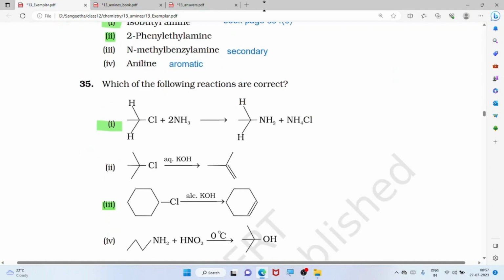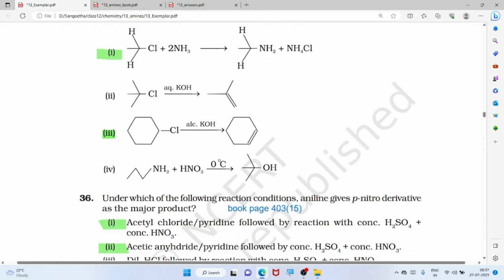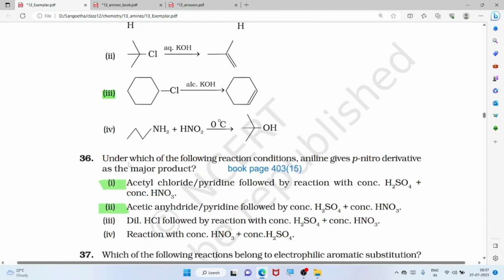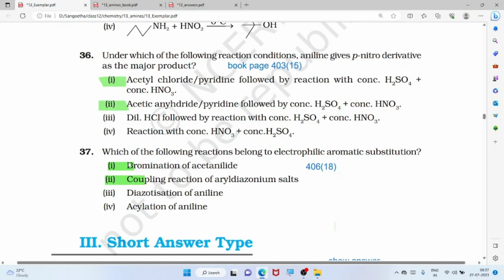Which of the following reactions are correct? Okay, you can go through the details of these reactions. Under which of the following reaction conditions does aniline give p-nitro as a major derivative? Okay, here this is using acetamide.